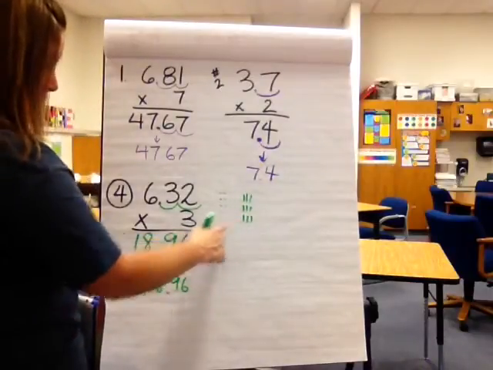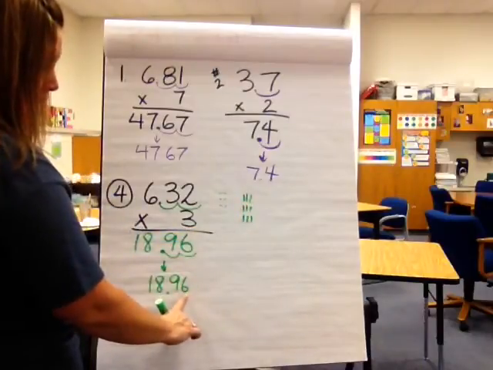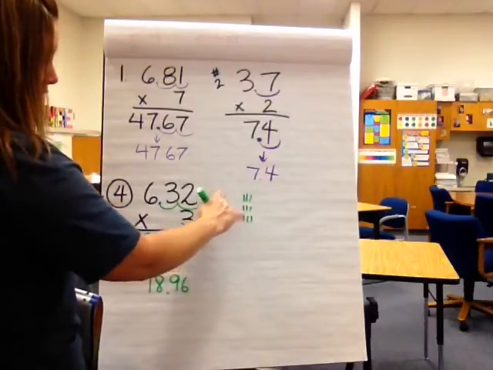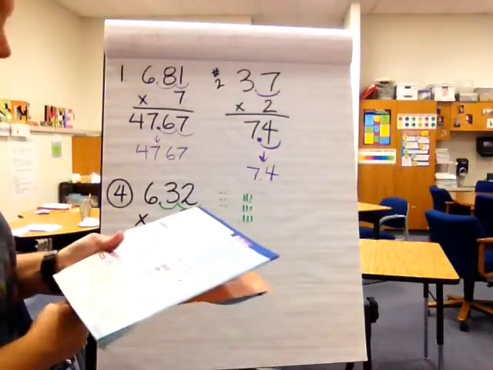How can I prove that? Do I have 9 tenths? 1, 2, 3, 4, 5, 6, 7, 8, 9. How many hundredths? 6. 1, 2, 3, 4, 5, 6. Okay? All right, let's look at number 6.